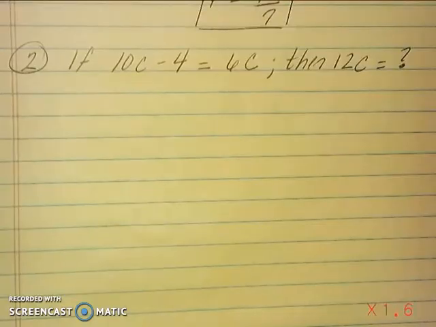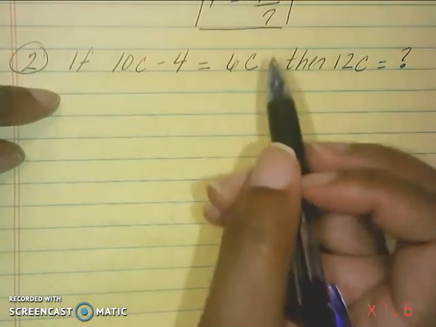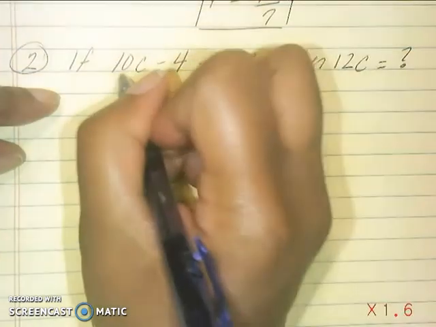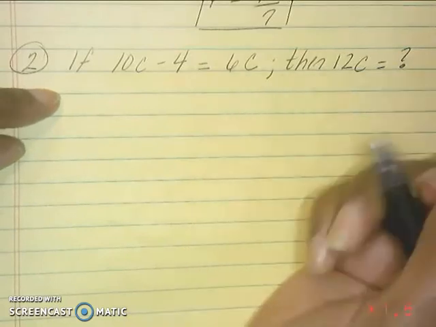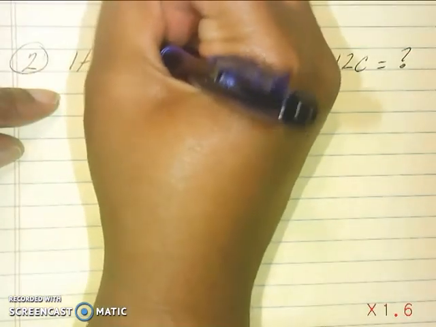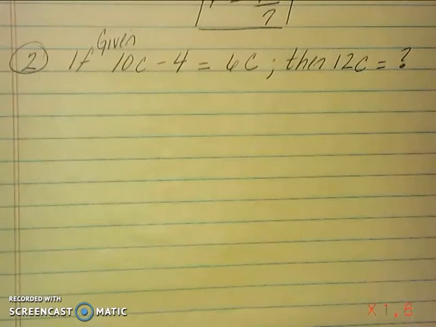Another problem like what you had on the warm-up on number 2 is if 10c minus 4 is equal to 6c, then what is 12c? So the first thing we need to do in order to figure out what 12c is equal to is determine what c equals. So what I'm going to do is inverse operations again with the given equation, 10c minus 4 equals 6c. You may have another way of solving this problem. If your way works and you are doing mathematically sound functions and operations, keep going at it that way.